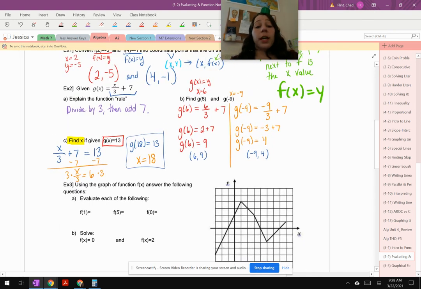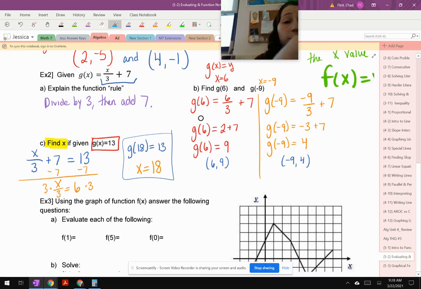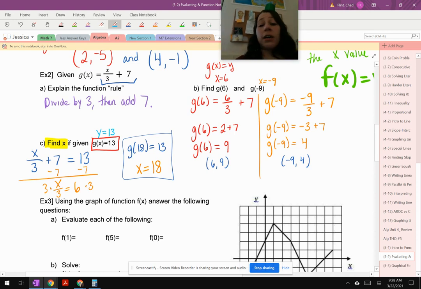So you just have to be careful and pay attention to what the problem's asking you. Are they giving you a y value like they were in part C, or are they giving you the x values like they were in part D?